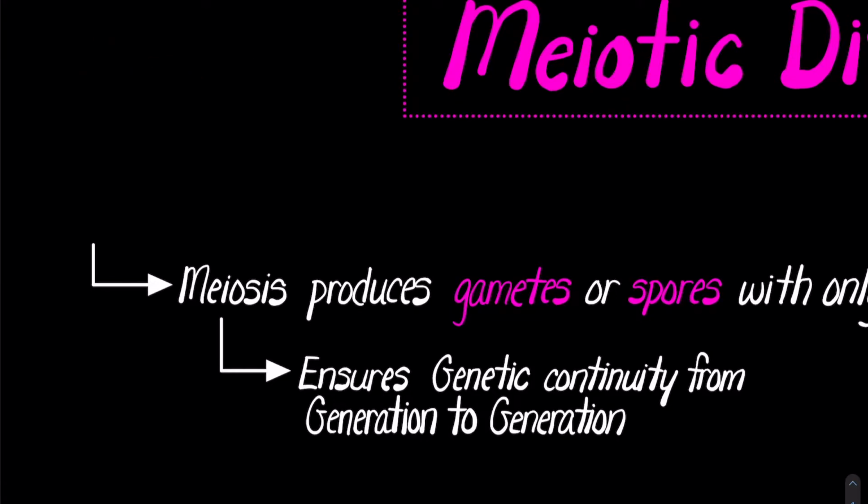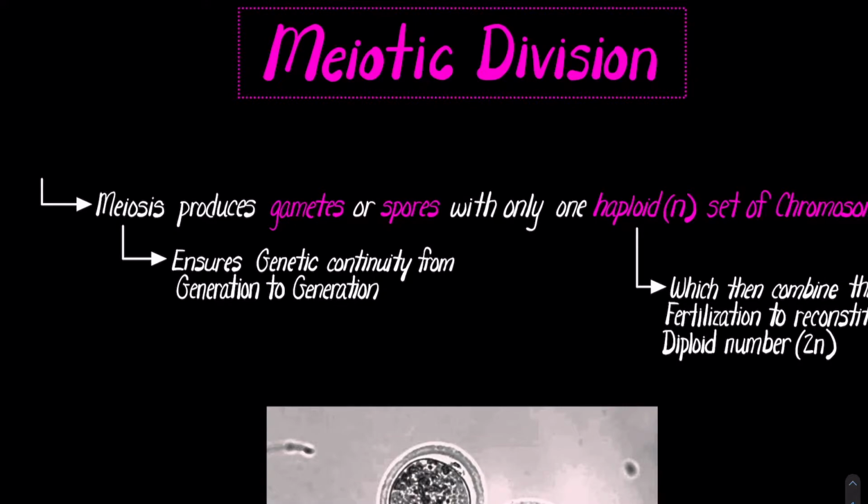However, meiosis is not the same. Meiosis goes from 2N to N. And how we do that is going to be described in this video. So meiosis occurs in gametocytes, which are germ cells, and it results in up to 4 non-identical sex cells, which are gametes.